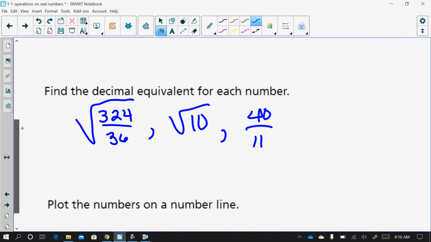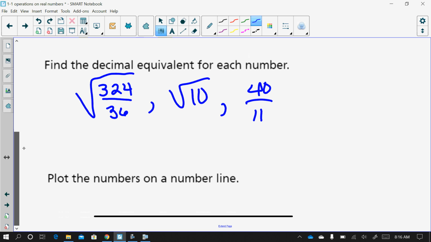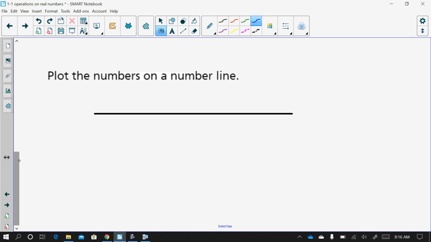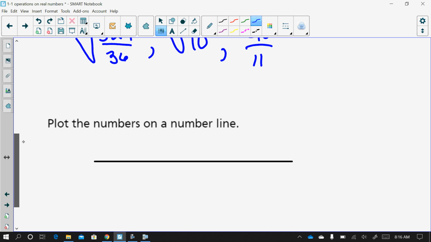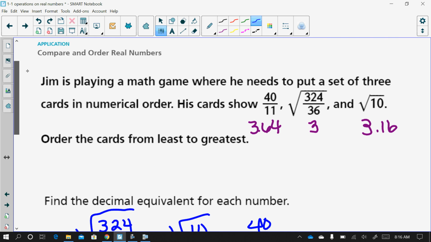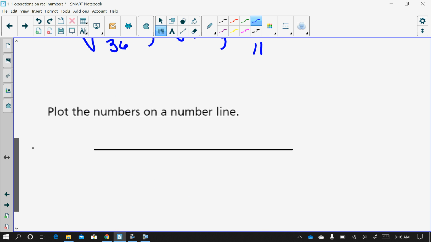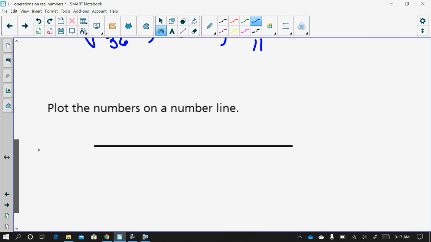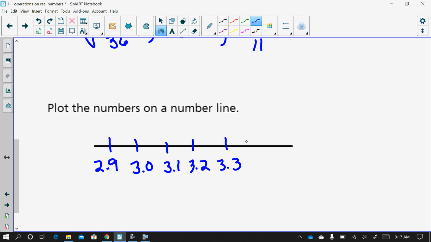Also, with these problems, you should be able to plot these numbers on a number line. With this, you want to make sure you put a scale. I'm going to start with 2.9 and go by 0.1. So 3.1, 3.2, 3.3, 3.4, 3.5. And then I'm just going to plot them.